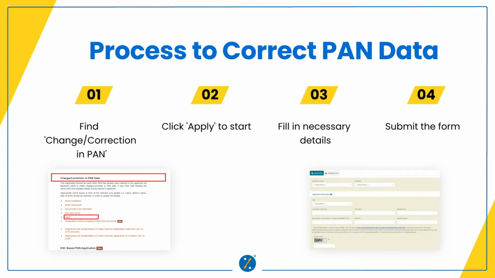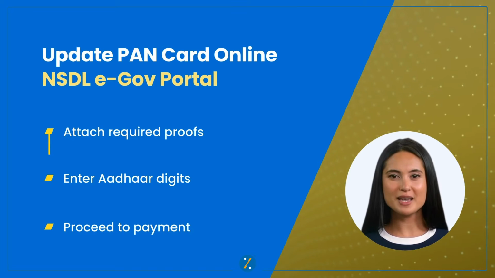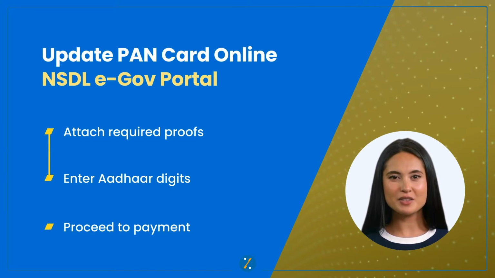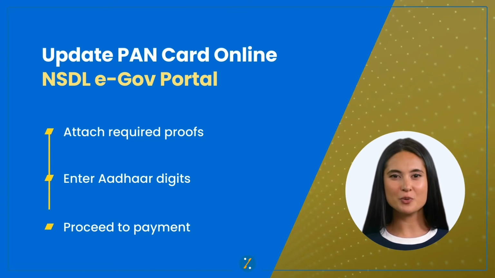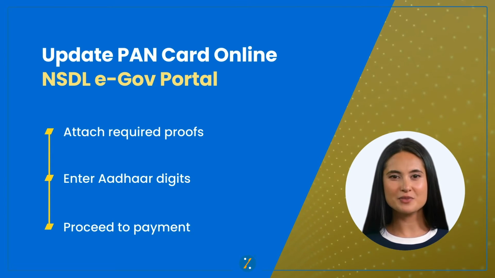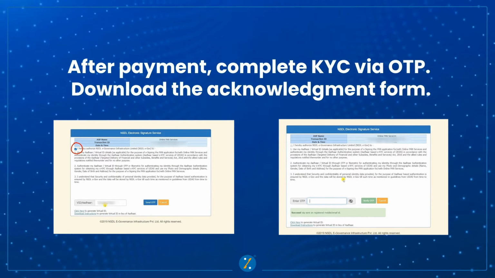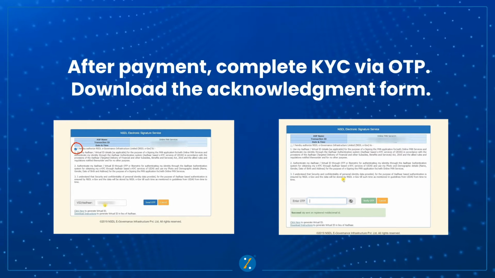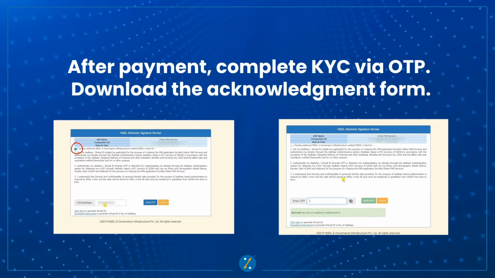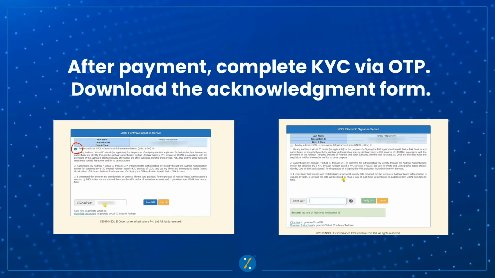You'll then need to fill in the necessary details and submit the form. The next step involves attaching the required proof documents based on the information you've updated. After reviewing the form and entering the first 8 digits of your Aadhaar number, you'll proceed to the payment page. After successful payment, you'll receive a payment receipt. You'll then need to complete the KYC process by entering the OTP sent to your Aadhaar registered mobile number. Once this is done, you'll download the acknowledgement form.